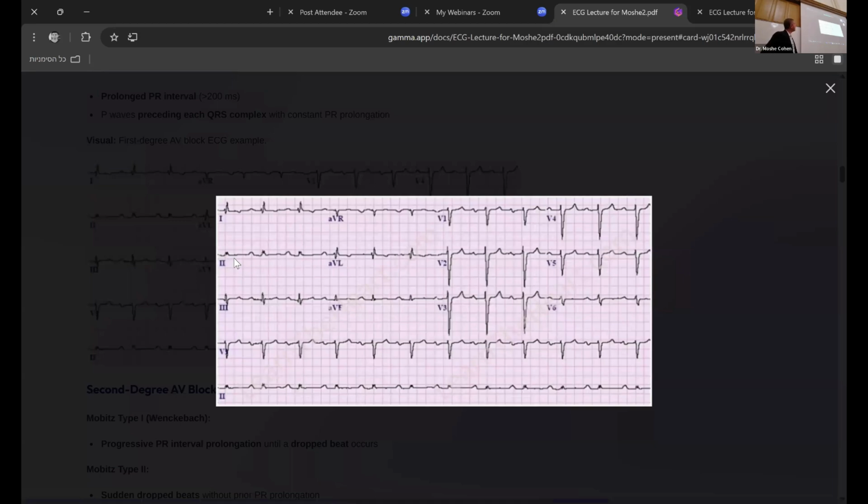What about the axis? Axis is normal because lead one is positive, aVF is positive, so it's a normal axis. Good. So we have normal heart rate, sinus rhythm, and normal axis. What about the intervals?